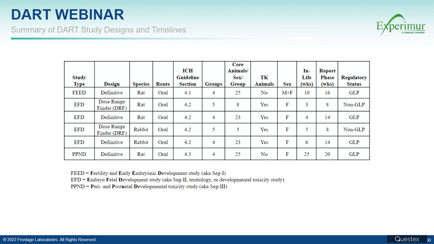Here's just a quick chart that may be helpful to you. This shows all the different types of studies, the guideline, routes, species. The routes can change. It doesn't always have to be oral, but this gives you a general idea of how many animals are used, how many groups are used. TK animals are usually only done in embryo-fetal development studies, and it also gives you a little idea of the approximate in-life length and report phase typically for these studies, and if they're GLP compliant or not.